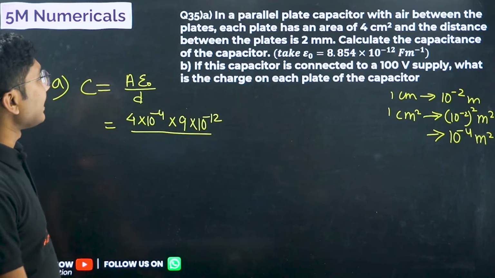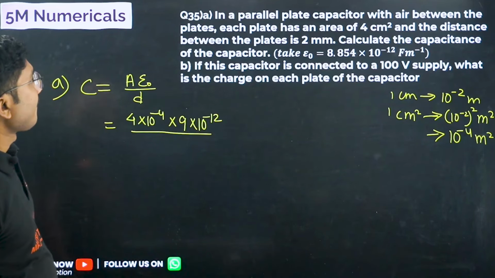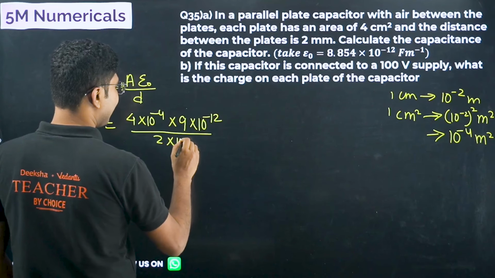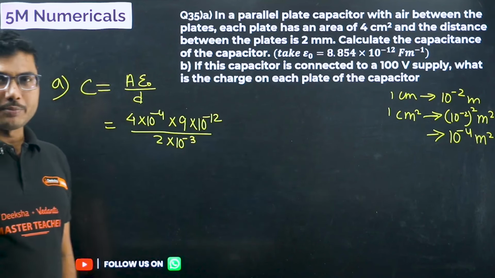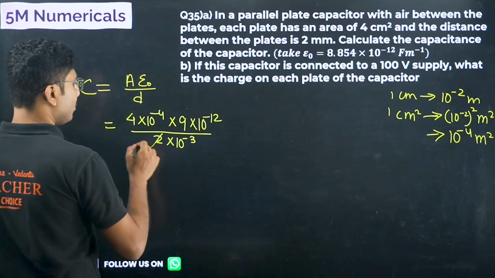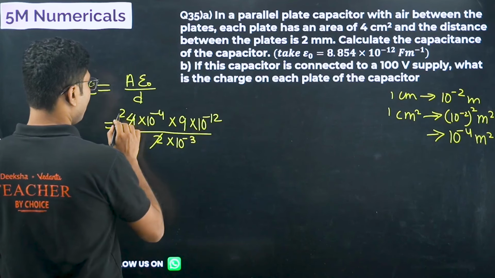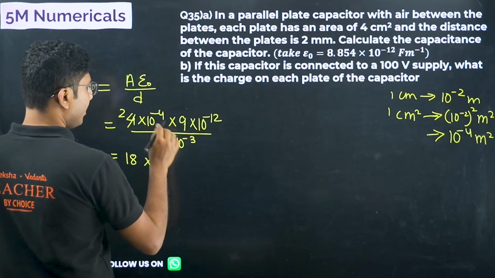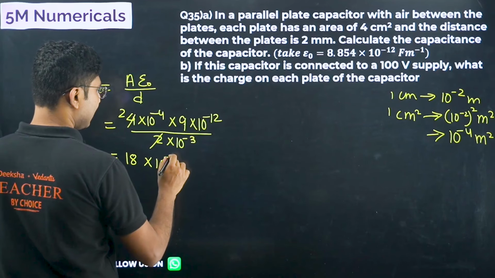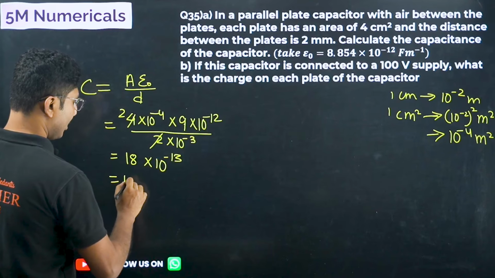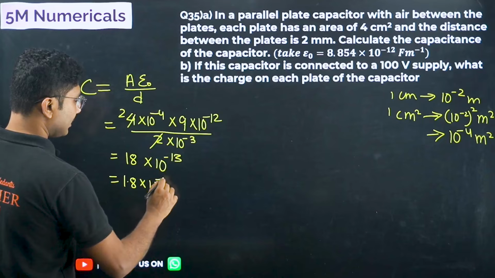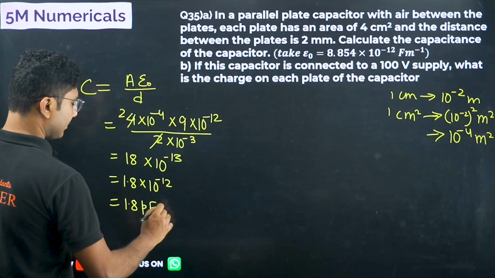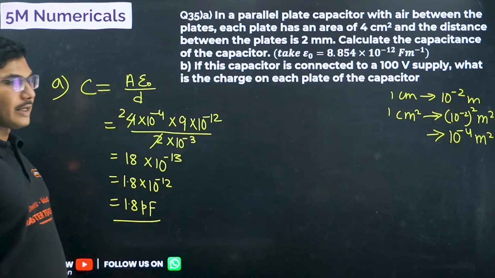The distance between the plates is given as 2 millimeter. 2 millimeter means 2 into 10 to the power of minus 3 meter. So 4 divided by 2 is 2, and 2 into 9 is 18, into 10 to the power of minus 13, or 1.8 into 10 to the power of minus 12, or 1.8 picofarad. So 1.8 picofarad is the capacitance.